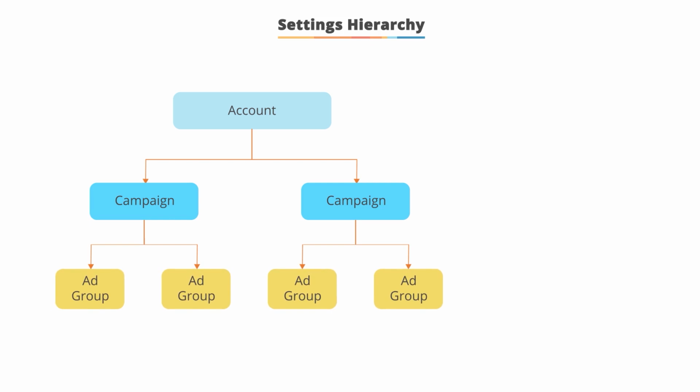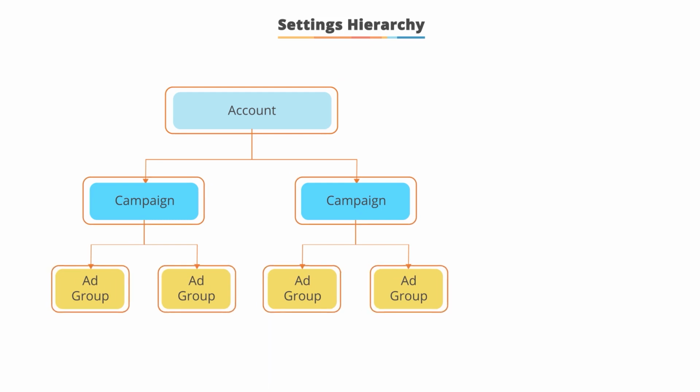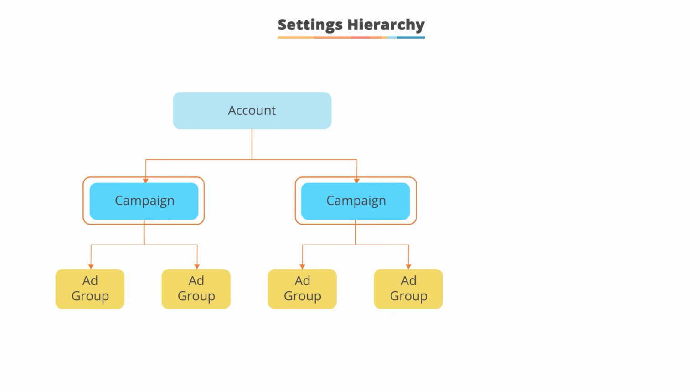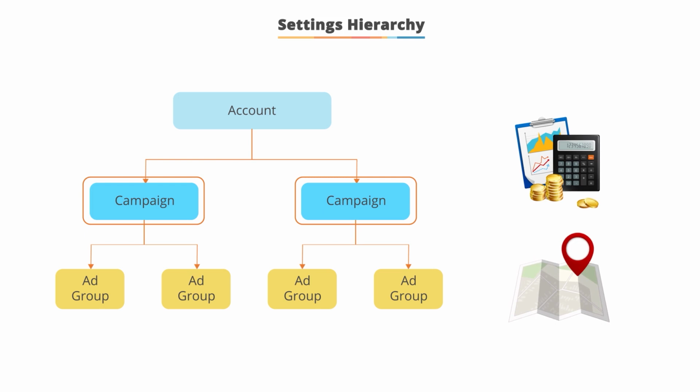So you set access level by account. Anyone with account access level can see all your campaigns and ad groups. Then at the campaign level, we enter settings like budgets and location. That goes from the campaign level and is inherited down to the ad groups.